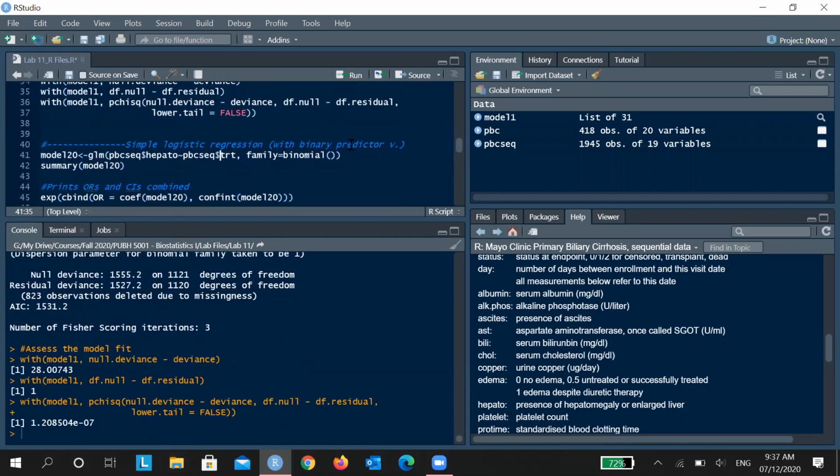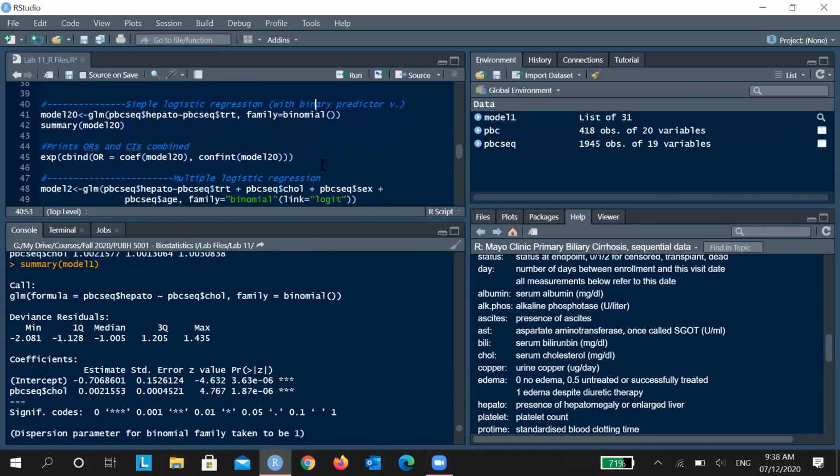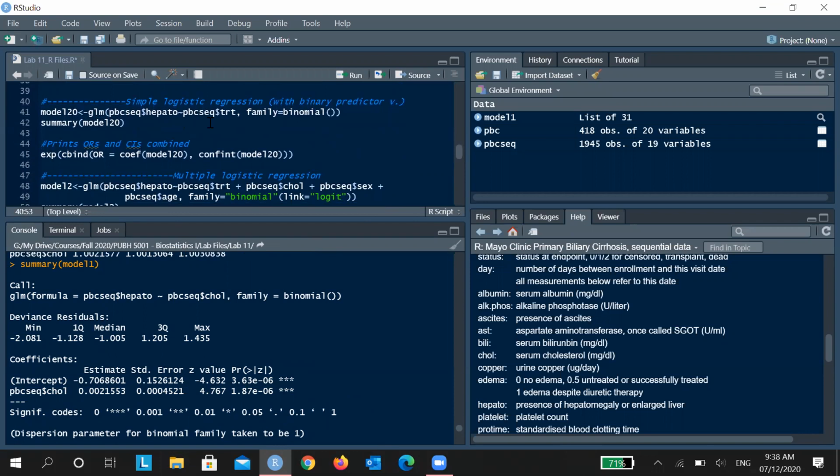Now let's look at the next example. Remember, here our predictor variable was continuous, but we can also do logistic regression with a binary predictor variable as well. Like for instance, this TRT, we already changed that to a factor variable, so I can run that. Remember, the condition for logistic regression is that the outcome variable has to be binary. Okay, so I can still run this with hepatomegaly.